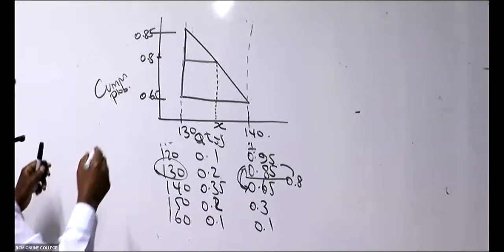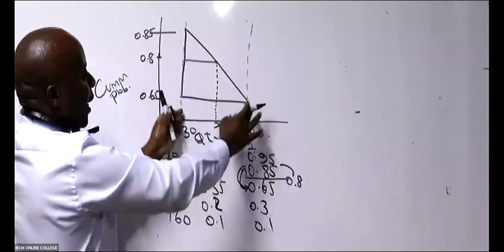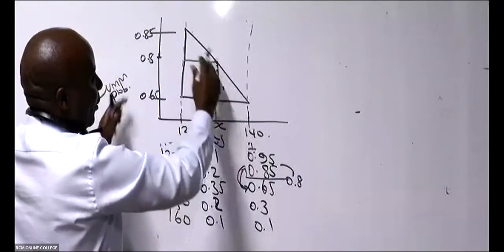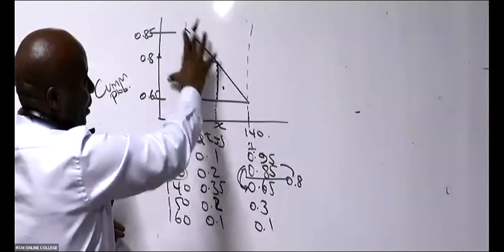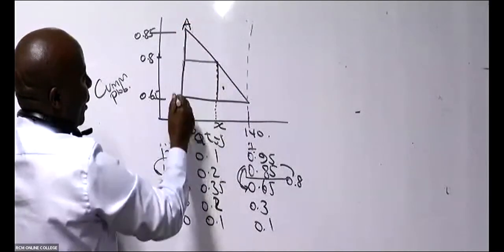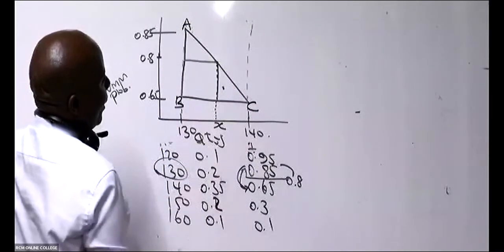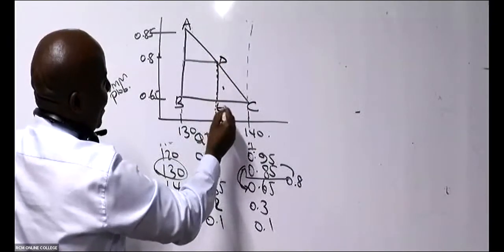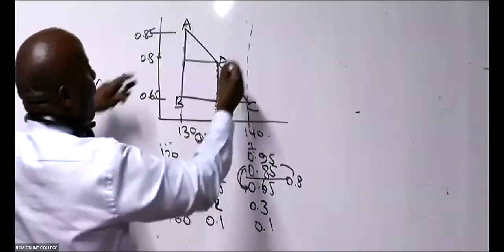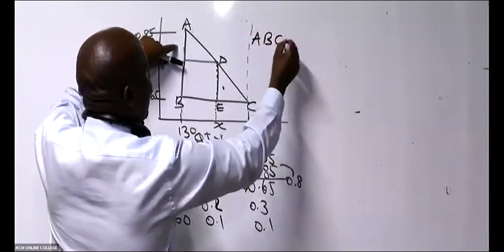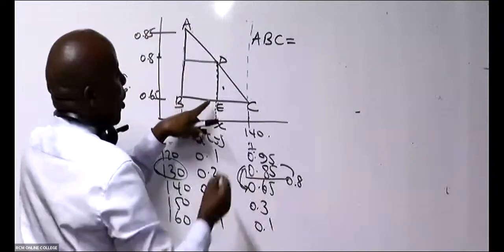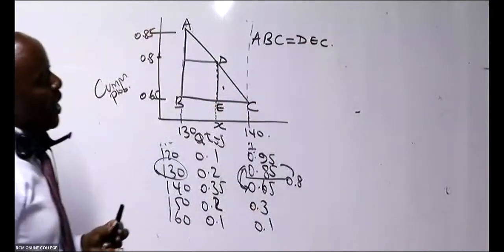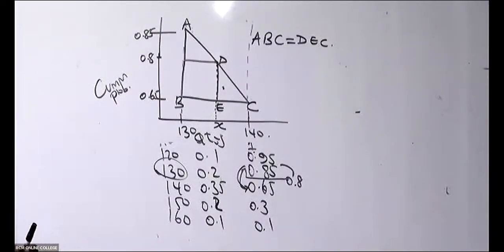So I have this big triangle, and then I have this small triangle, this one here. Let me just label them: A, B, C, and then I have my D there. Can put here E. So in this case, triangle ABC is similar to triangle DEC.